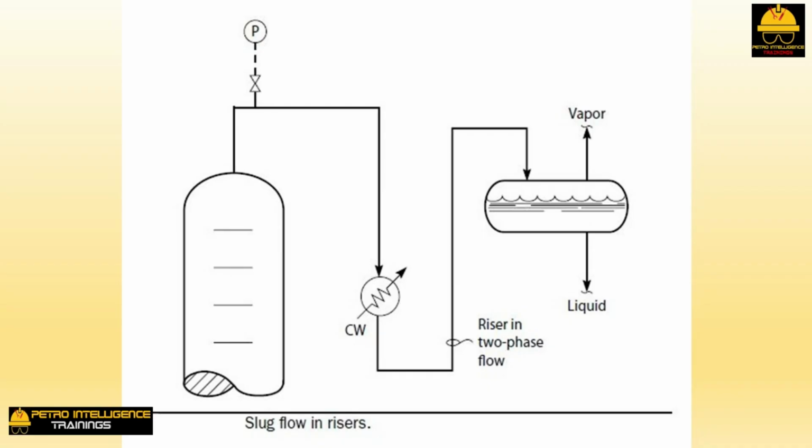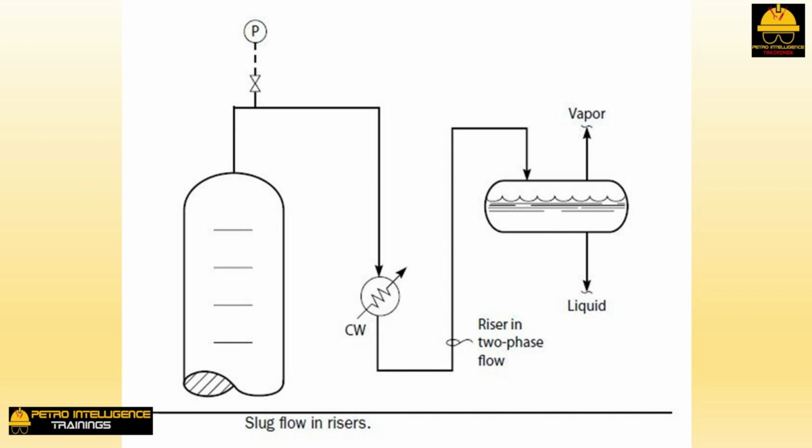Slug flow in risers. Picture illustrates a common cause of an erratic tower operating pressure. The condenser effluent is a two-phase mixture of vapor and liquid. In the summer, the tower pressure is steady. But in the winter when the cooling water is cold, pressure control is erratic. The problem is phase separation in the riser line.